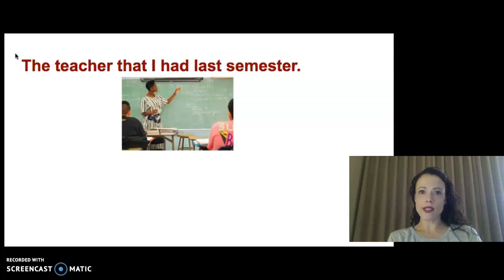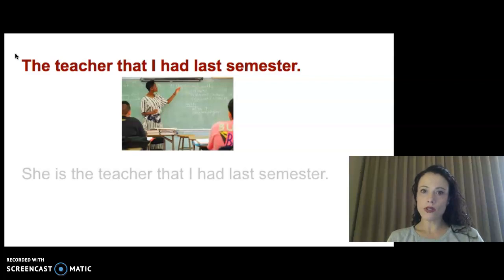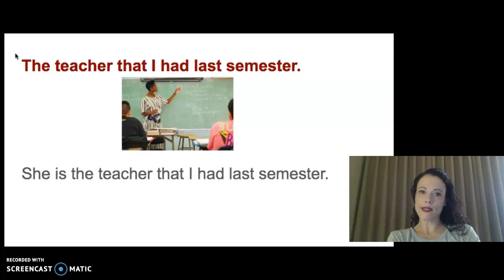You can see one subject-verb combination, I had, right? But you have another subject in the sentence, teacher. So that subject needs a verb too. So you could fix it like this. She is the teacher that I had last semester. So now you have subject-verb she is, and then you have your adjective clause that I had last semester. So that would be correct.